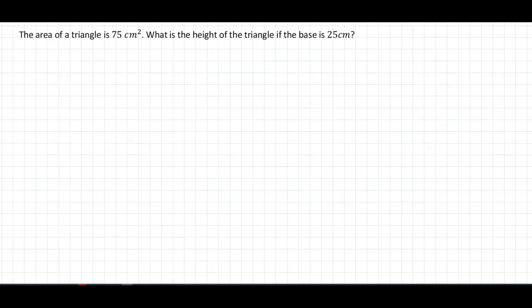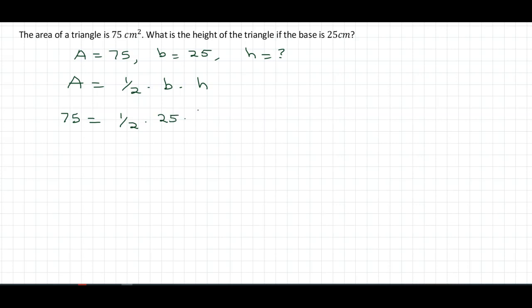Now, final example, the area of a triangle is 75 square centimeters. What is the height of the triangle if the base is 25 centimeters? All right, so the area of the triangle is 75. We have the base is 25 and the height is unknown. So let's go ahead and start with the area is 1/2 multiplied by base multiplied by height. The area here is 75, is 1/2 multiplied by the base is 25 and the height is unknown.